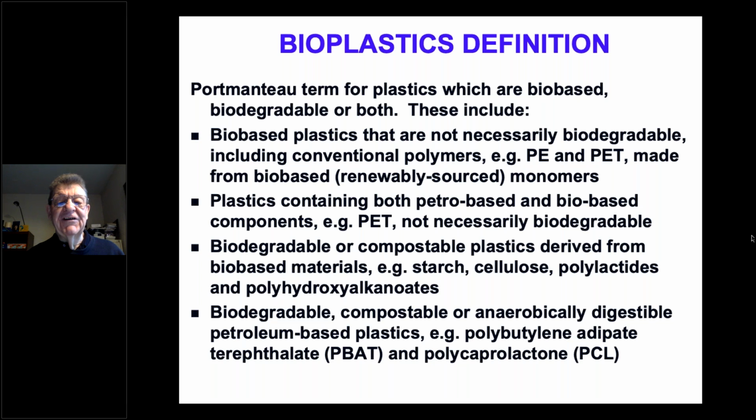Then they can be biodegradable or compostable plastics derived from bio-based materials. They could be natural materials like starch or cellulose, or synthetics like polylactides, polyhydroxyalkanoates. And finally, they could be biodegradable or compostable materials which are actually petroleum-based, even though they're biodegradable. So that would include, say, polybutylene adipate terephthalate and polycaprolactone.